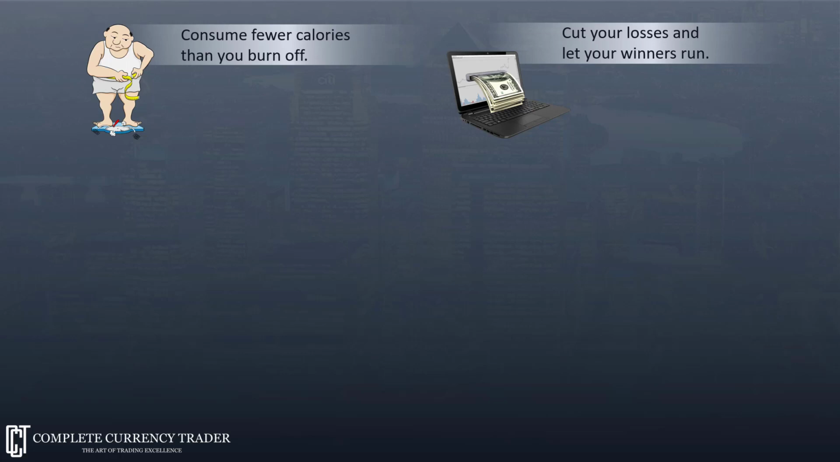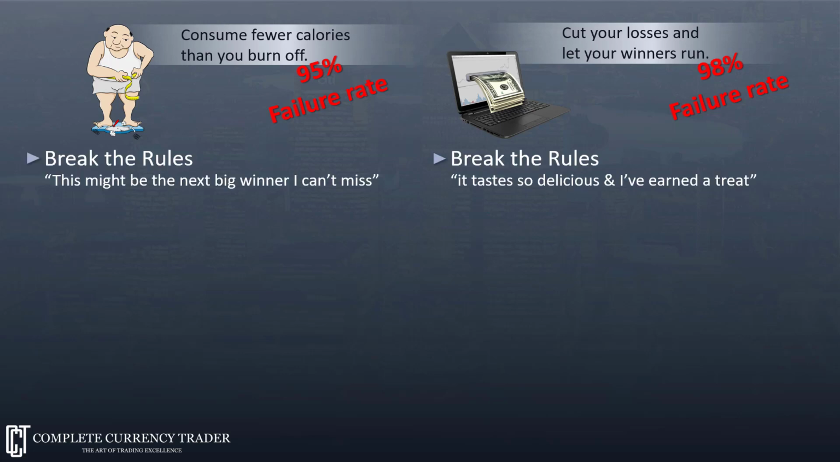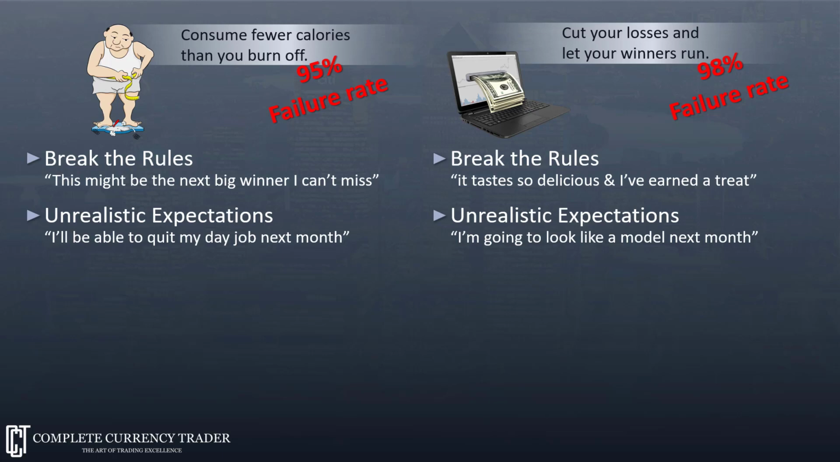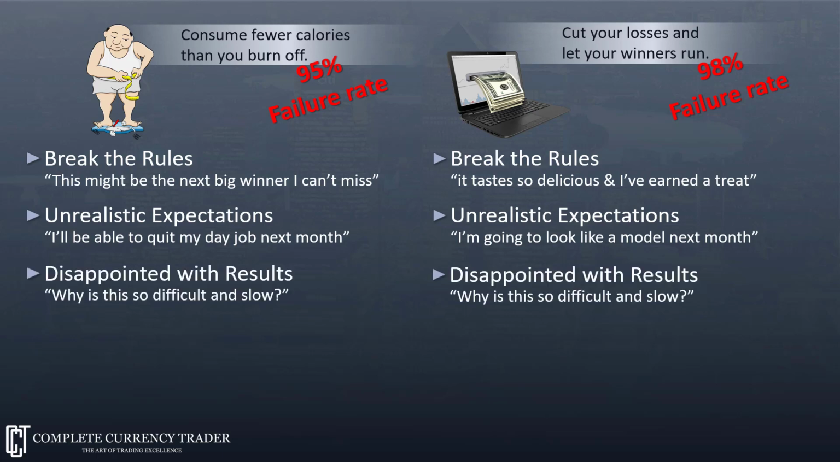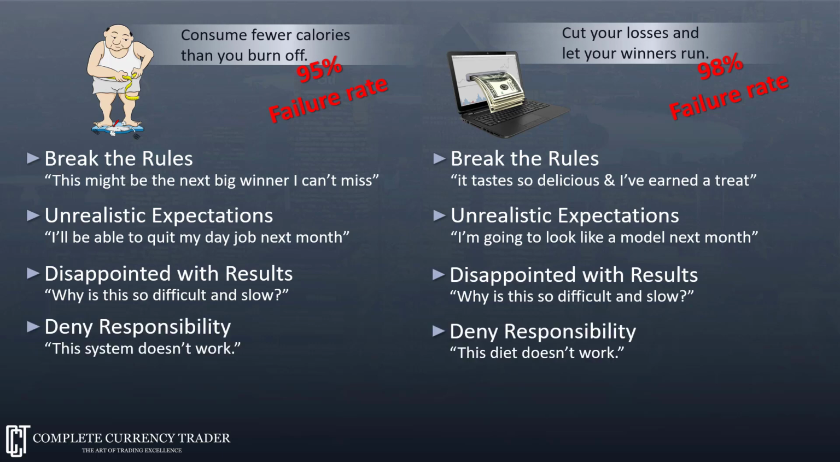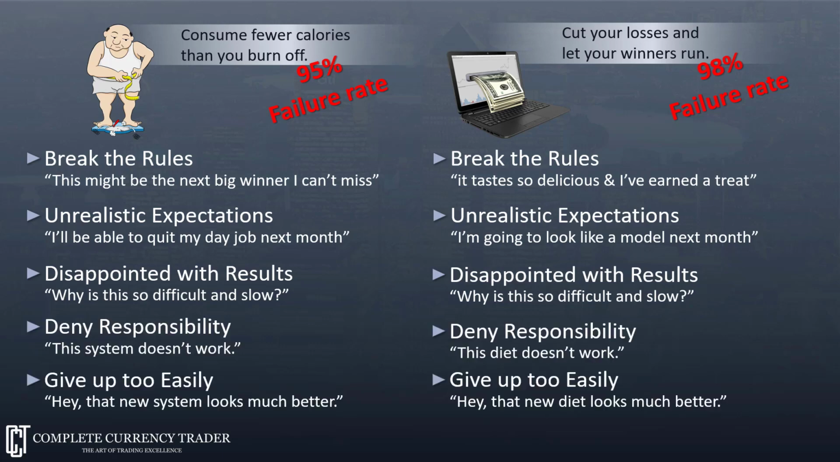But dieters' and traders' failure rates are almost identical, and they both fail for more or less the same reasons. Both groups break the rules by giving in to temptation and impulses. Both groups have unrealistic expectations. They both get disheartened with their progress or their results. Neither accepts any responsibility for themselves, and they are both too quick to give up and go looking for something else. It boils down to failing because they don't stick to that proven formula for long enough.